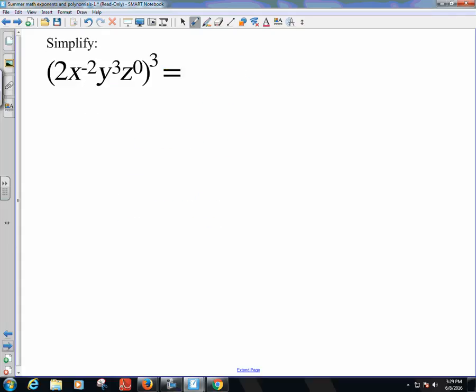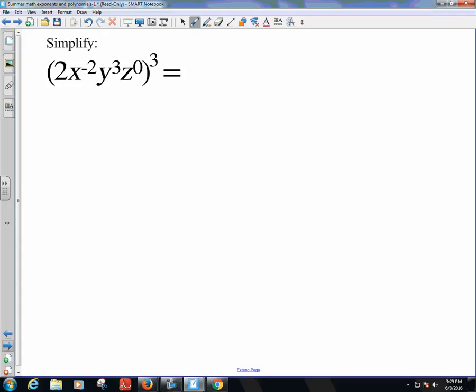All right, so this is the next one that we have to do. This is a product to a power and a power to a power. So I have a couple of things. Oh, and there's a negative exponent in there. There's a 0 exponent. So I have a lot of stuff to think about.